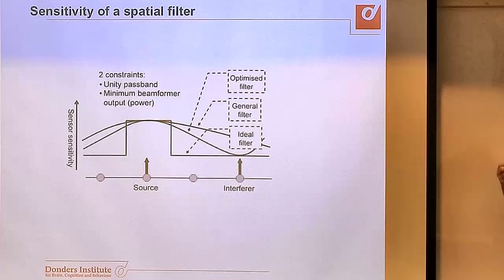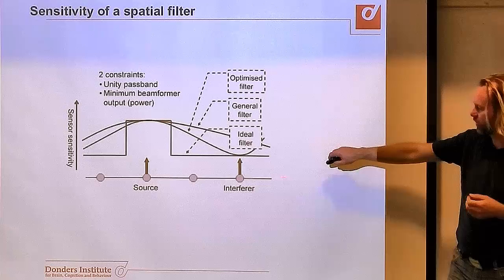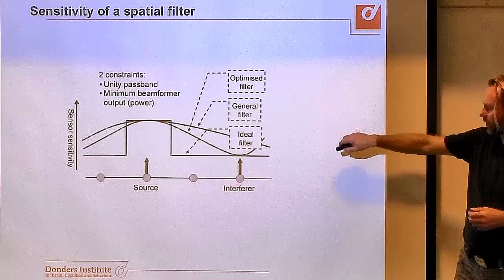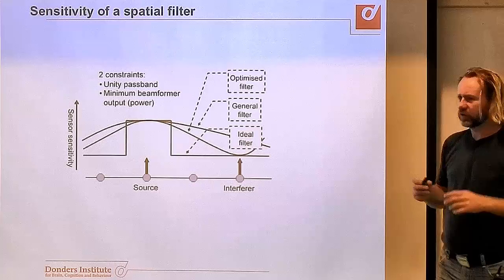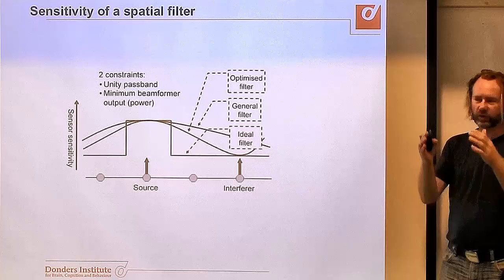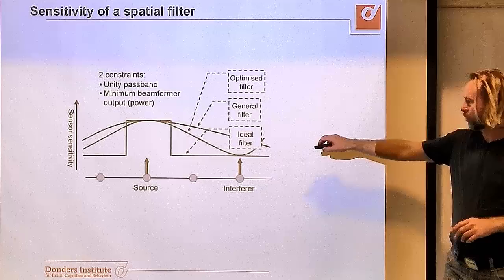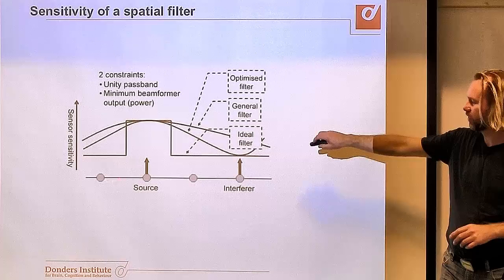What are the characteristics that we want the spatial filter to have? Along the horizontal axis, I'm showing space. We have a source that is located somewhere in space, and we have interfering sources. In space, we want to zoom in on this particular region and block out interfering sources. This is very similar to what I explained yesterday about spectral leakage in the frequency domain, where we want to estimate the power at a specific frequency band, but not be affected by other frequency bands. So we want a spatial filter that is not sensitive to activity coming from any other sources. The ideal spatial filter would look like this.